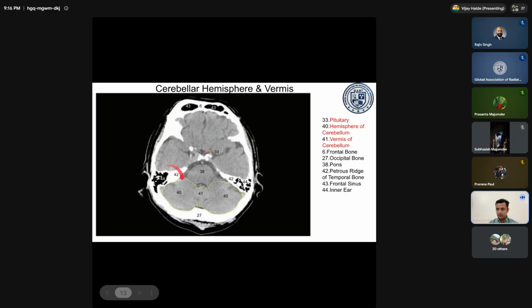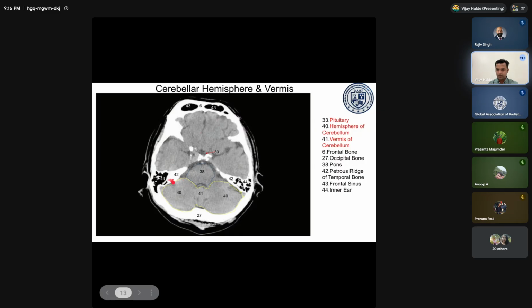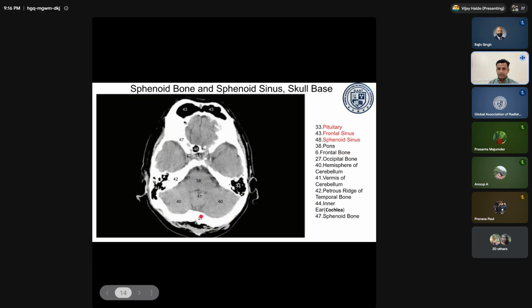And the petrous ridge also, we can see the inner ear area here, denoted by number 44. At the back side, we have number 27, the occipital bone. Next, the sphenoid bone and the sphenoid sinus. Here, number 48 is the sphenoid bone, an air-filled cavity just inferior to the pituitary gland. It is also a very important landmark in skull-base radiotherapy, and after the surgical procedure also.